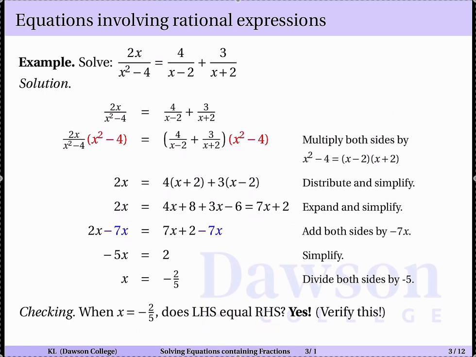Take note that when you are doing the checking part, you have to do the checking part in the original equation. So if you substitute this negative 2 over 5 in this equation, you will see that the left-hand side is equal to the right-hand side. Okay?